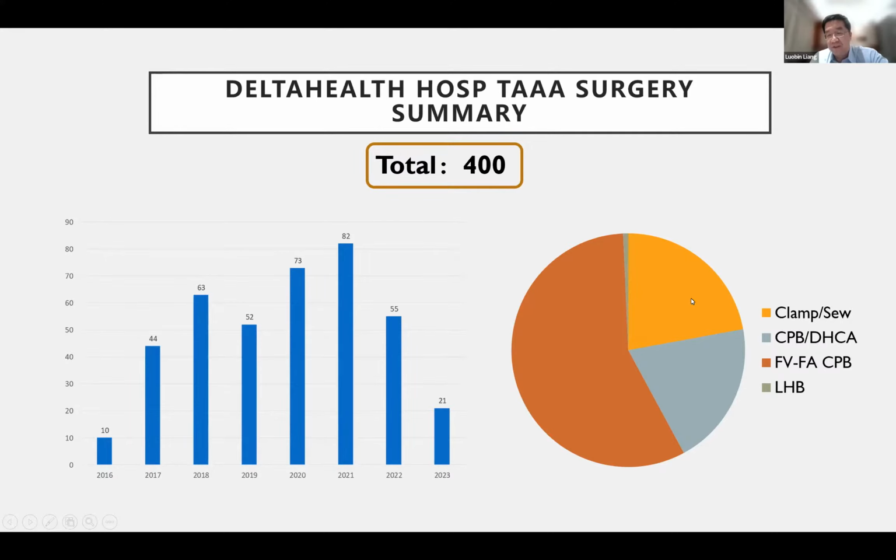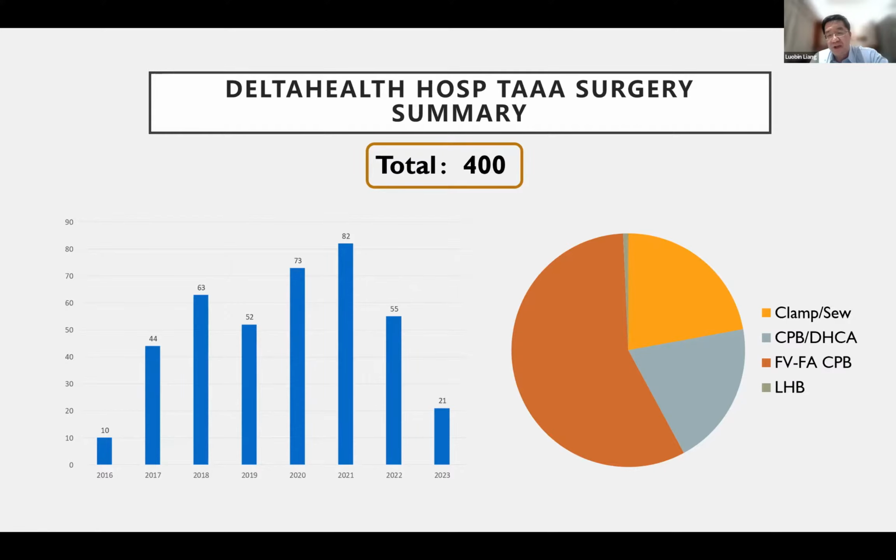Some kind of a procedure for a limited type of thoracoabdominal aneurysm, we're not using any bypass. We're using a clamp and sew technique. We seldom use a left heart bypass. We tried a couple of cases, so the result is not that great.